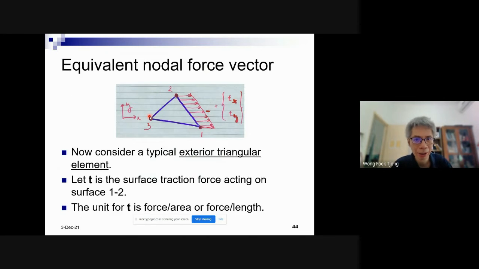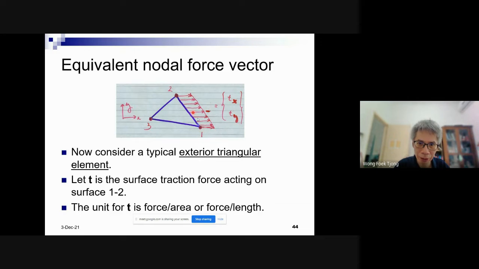Well, now let's consider the equivalent nodal body force due to surface traction. Suppose this is a typical exterior triangular element. Exterior means one of the element sides is an exterior side. Okay, this is the boundary side, subjected to surface traction, for example, here. How to calculate the equivalent nodal body force due to surface traction?